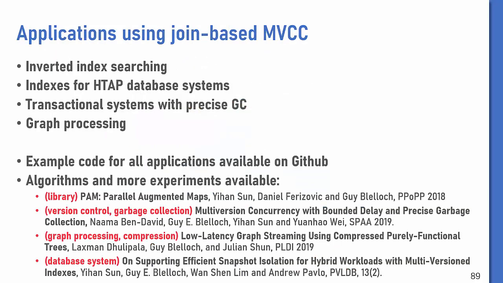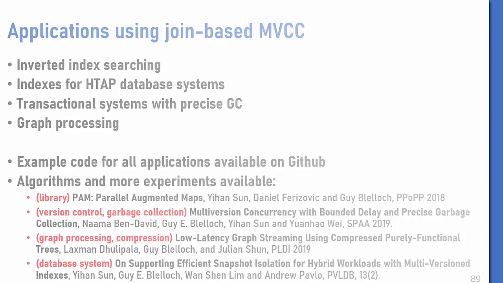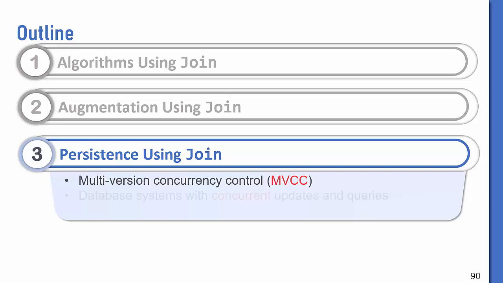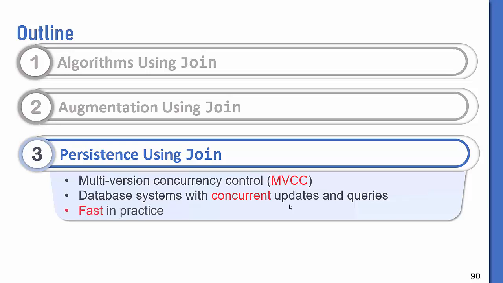Okay, again, using a similar approach, P-trees can be used to support MVCC in many settings. This page shows some related papers. For more details, you can refer to it later if you are interested. Okay, so finally, this is the end of the part on persistence. We've seen how join can be used for multi-version concurrency control and how we can use this feature to support database systems with concurrent updates and queries. And experiments show that P-trees are also fast in practice.